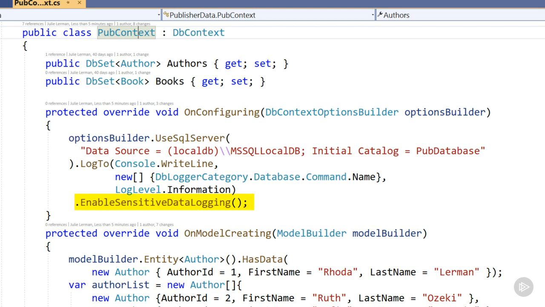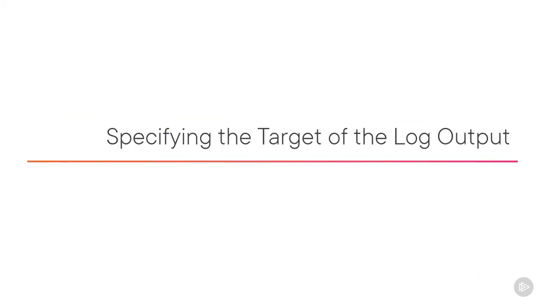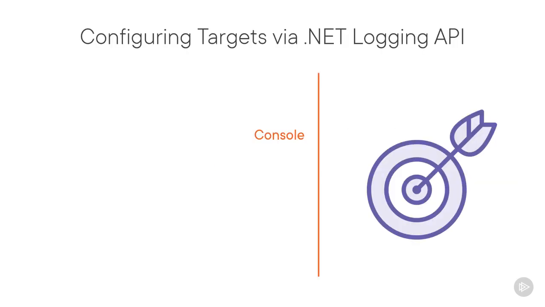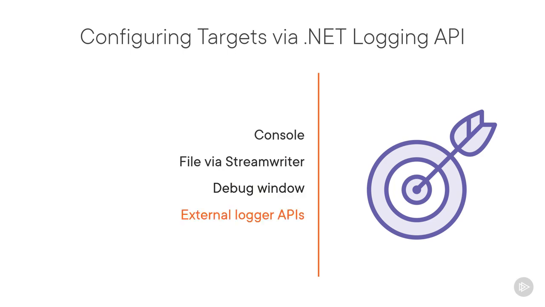Before wrapping up, I want to give you a little more insight into the targets of the logs. This won't be a deep dive, but I think it's important that you be aware of the options. In addition to outputting to a console, you can also output to a StreamWriter, which lets you save its contents to a file. You can output to the debug window, and most importantly, if you already have a logging solution that you use, you can output the logs to other logging APIs and continue to benefit from them.